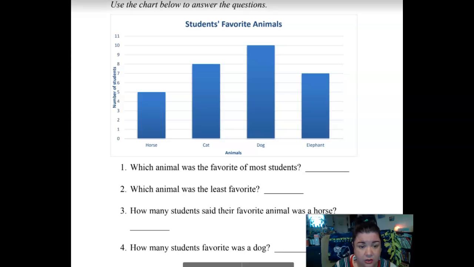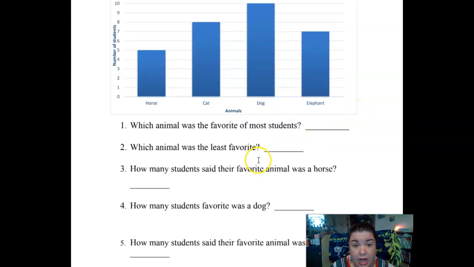Yeah, horse. Horse has 5. See? All the others are above 5. So how many students said that their favorite animal was horse? Well, we just answered that. 5. 5 students said their favorite animal was horse.